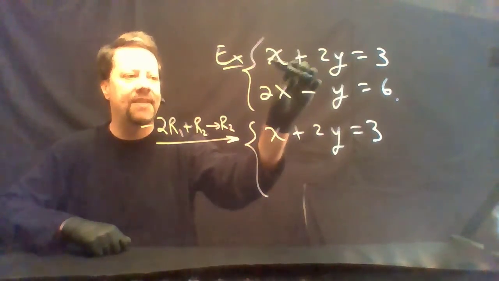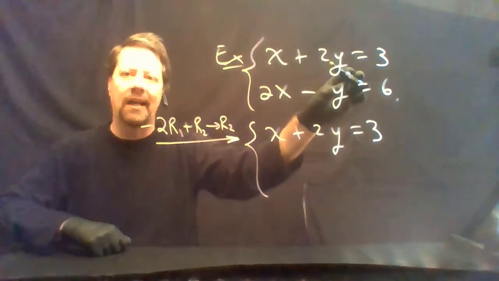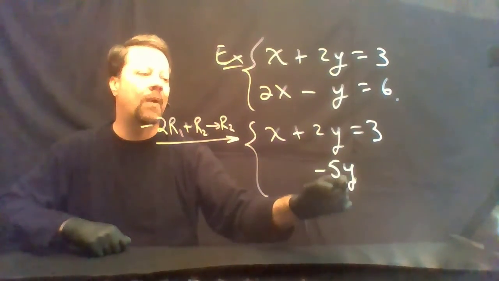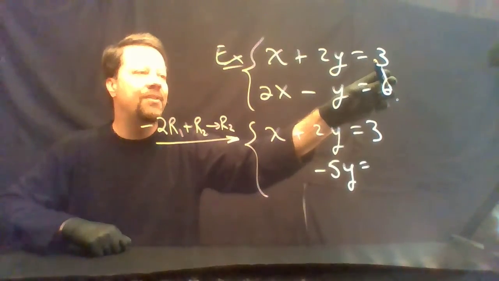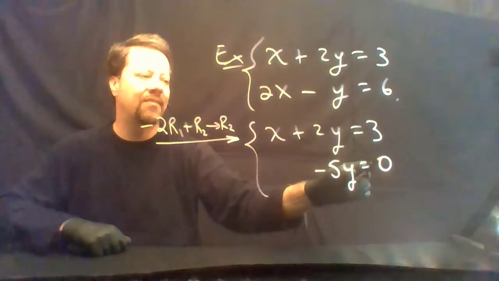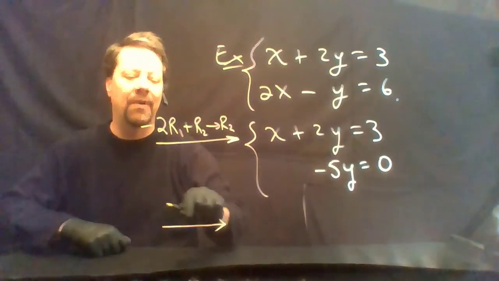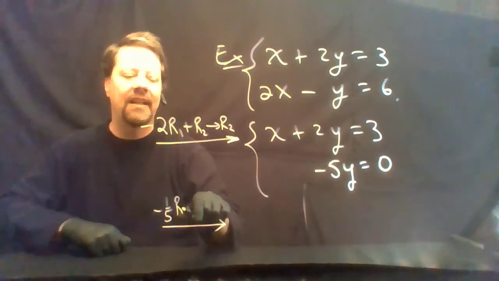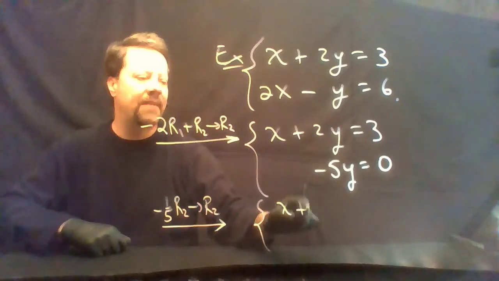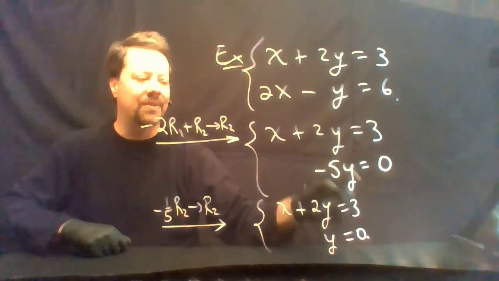So negative 2 times x plus 2x is 0x. Negative 2 times 2y is negative 4y, plus negative y is negative 5y. Negative 2 times 3 is negative 6, plus 6 is 0. You can see that if we multiply the second equation by negative 1/5, negative 1/5 times row 2 yields a new row 2, we have the equivalent system x plus 2y equals 3, and then y equals 0.